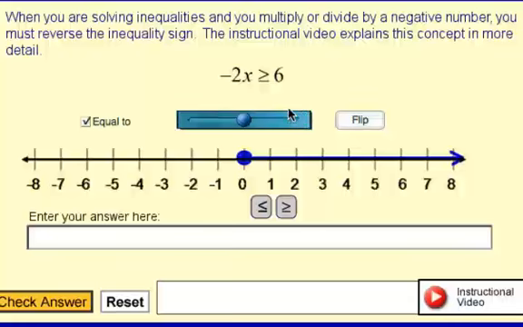Now with a single value, like solving for an equation, it doesn't matter if you flip it because you're talking about a single point. So if it was negative 2x equals 6, you divide and you get x equals negative 3, it would just be this single number right here. You wouldn't have to worry about all the values greater than or equal to.